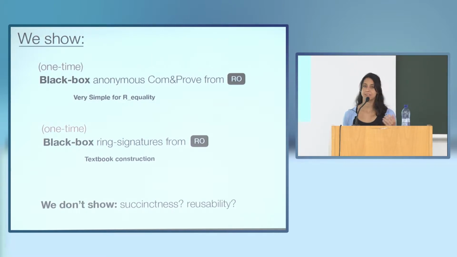What we don't show is possibly non-one-time, and it will be clear why later, maybe in black box techniques. Reusability, it's hard to get reusability unless you assume some state. Also, another thing that one should look at is, can you achieve some degree of succinctness with black box techniques? This is something we did not look into.